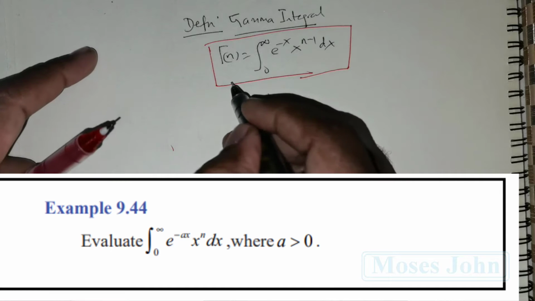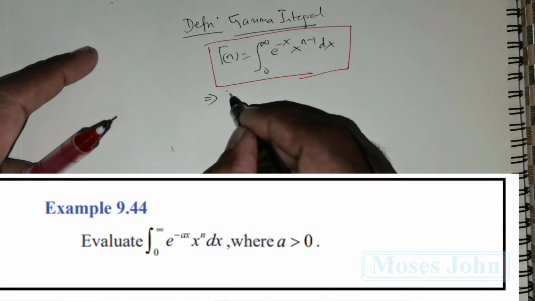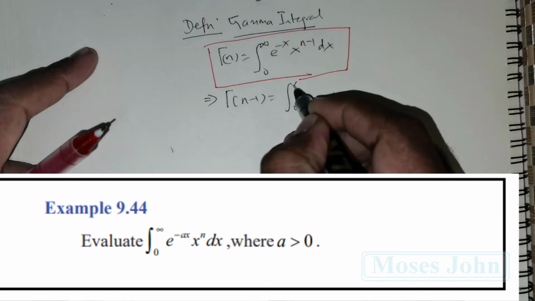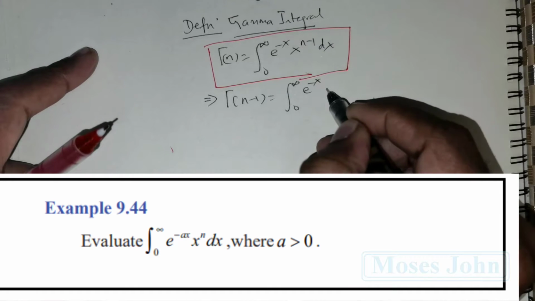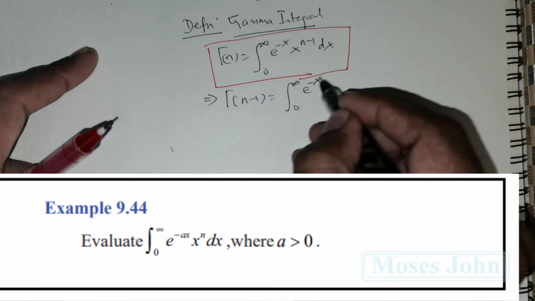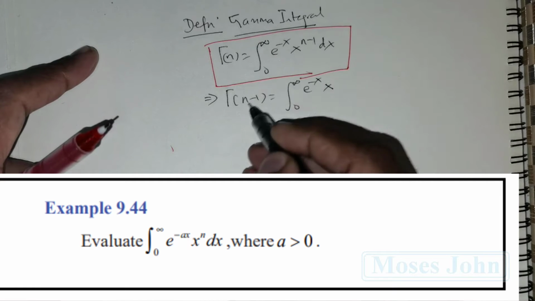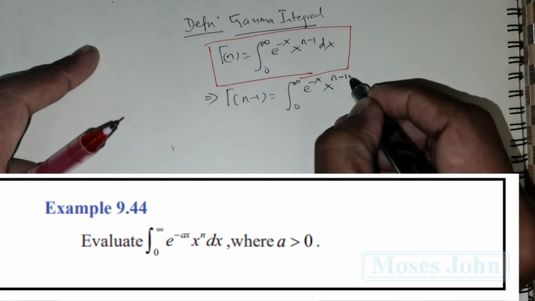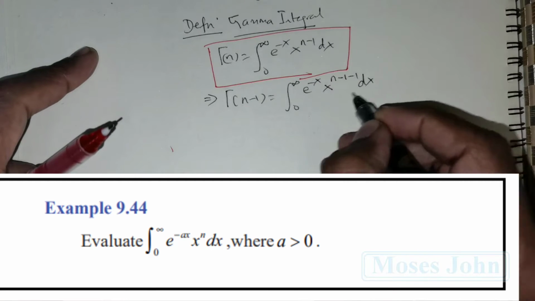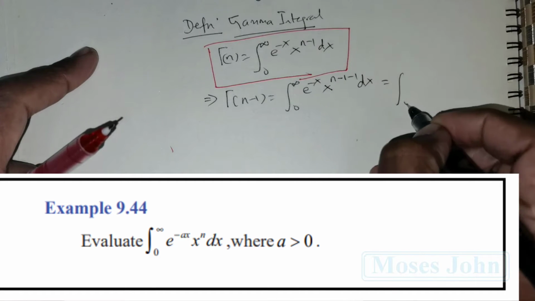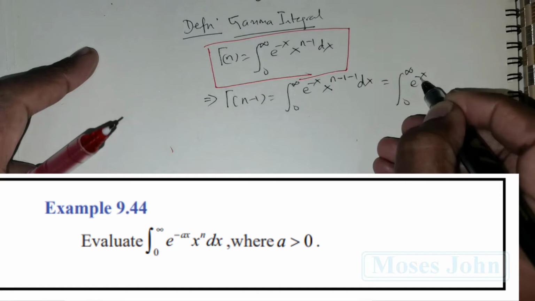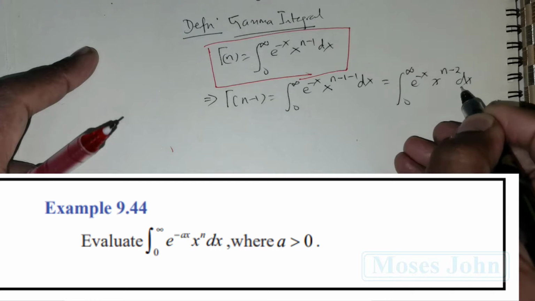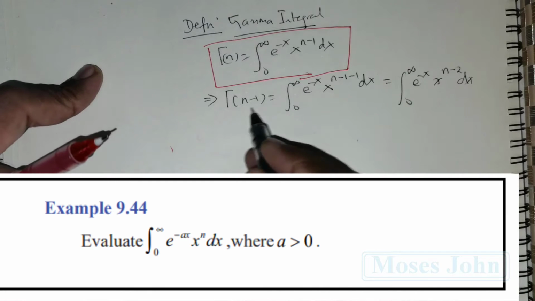Having known this, gamma of n minus 1 would be equal to the integral from 0 to infinity of e to the power negative x times x raised to the power, in the place of n we substitute n minus 1, so it is n minus 2, times dx. So this is for n minus 1.